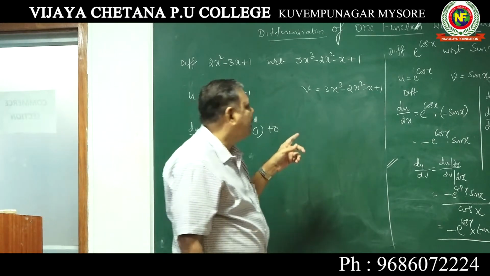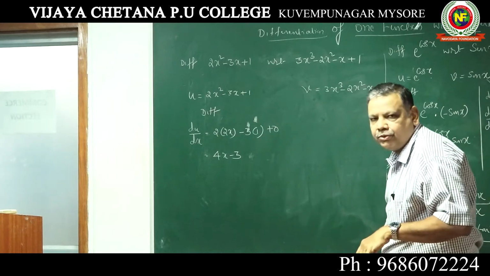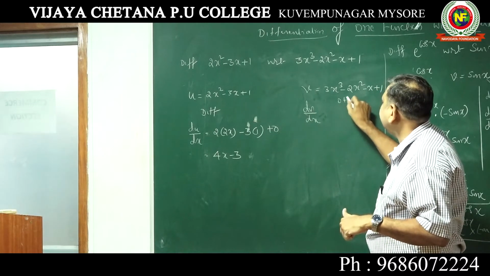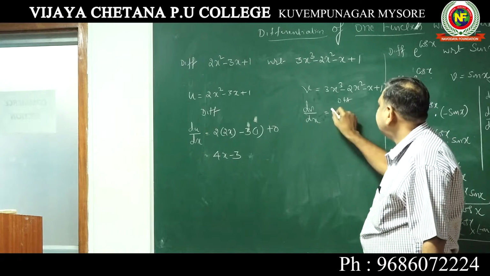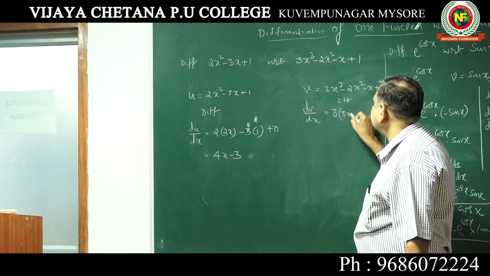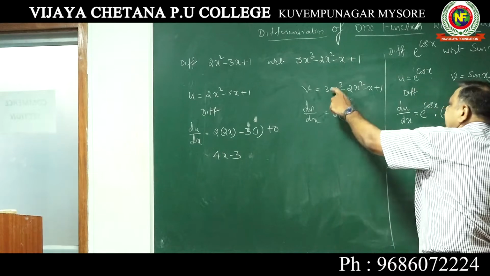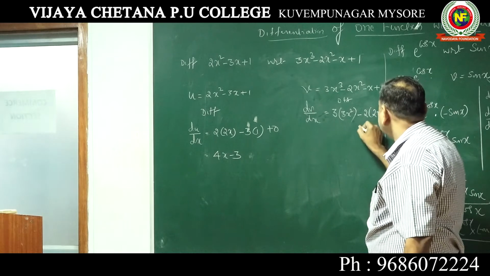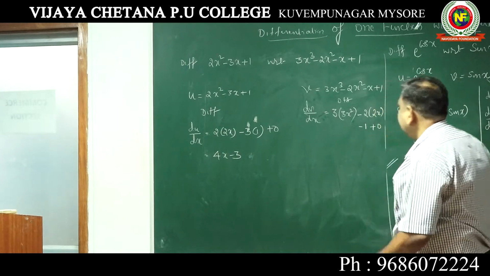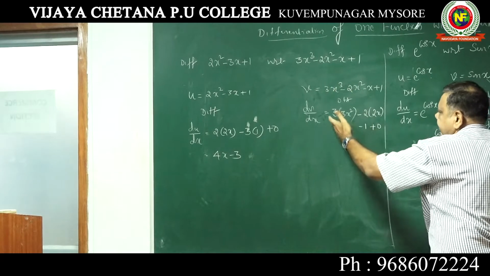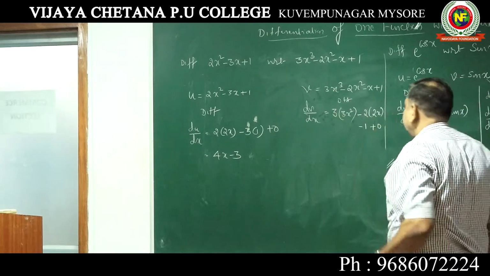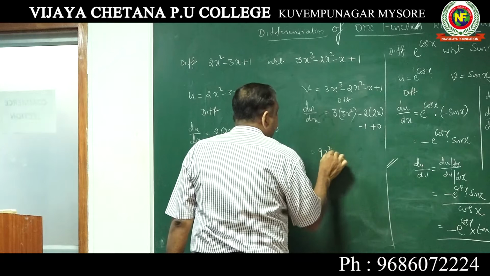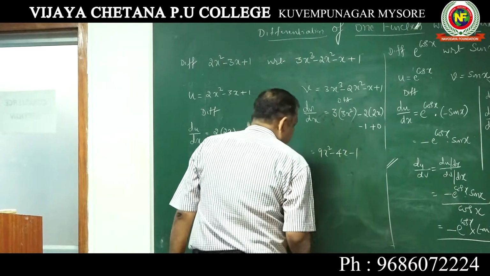Come to this portion. Now differentiate v with respect to x. dv by dx is 3 into the differentiation of x cube, which is 3x square, minus 2 into 2x, minus 1, plus 0. You can also write this directly, but I am writing the steps for your understanding. It is 9x square minus 4x minus 1.